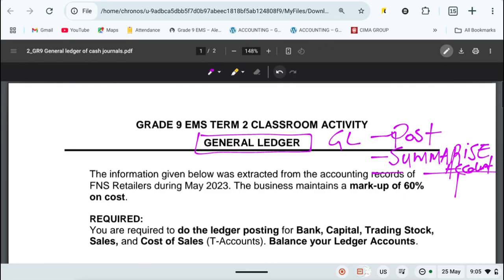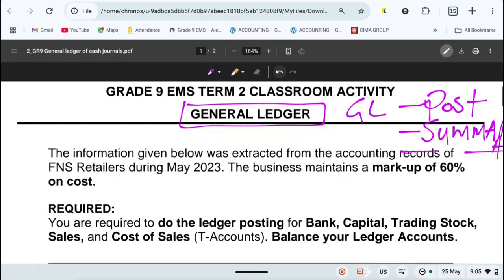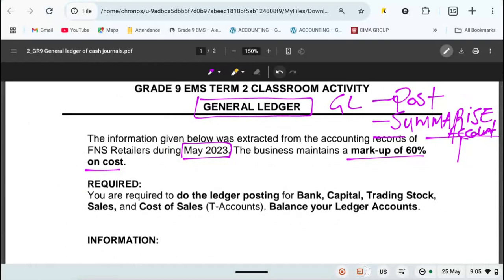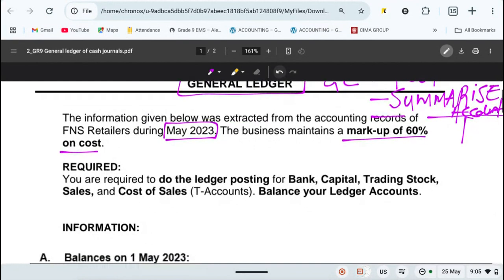The information given below was extracted from the accounting records of FNS Retailers for May 2023. The business maintains a markup of 60% on cost. We know how to calculate cost price and selling price at this point, or sales or cost of sales. You are required to do the posting to the ledger: bank account, capital, trading stock, sales, as well as cost of sales. Balance your ledger accounts.